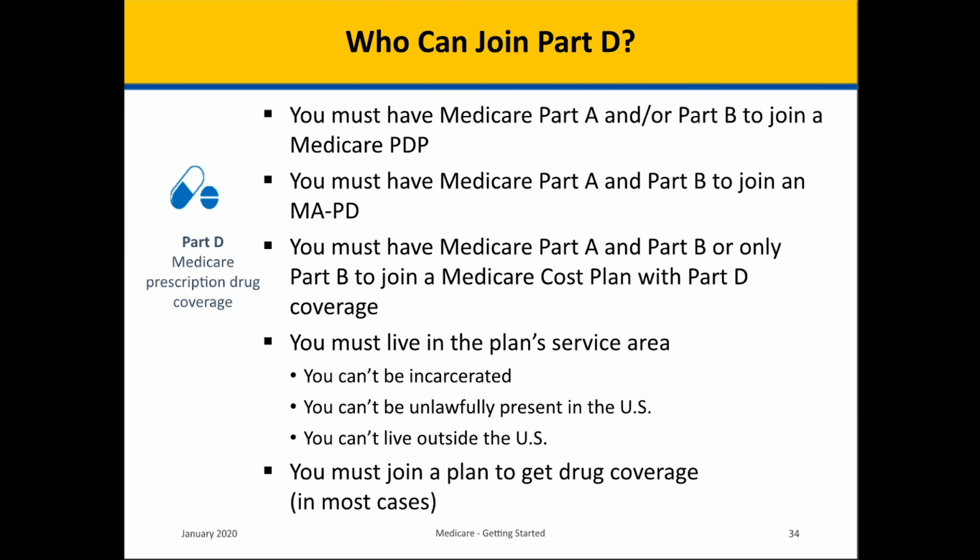Most people must join a plan, and I'll talk about when you're automatically enrolled. So while all people with Medicare can have this coverage, usually you have to take action to get it. If you qualify for extra help to pay for your prescription drugs, Medicare will enroll you in a Medicare drug plan unless you decline coverage or join a plan yourself. You can only be a member of one Medicare drug plan at a time, of course. Next slide.